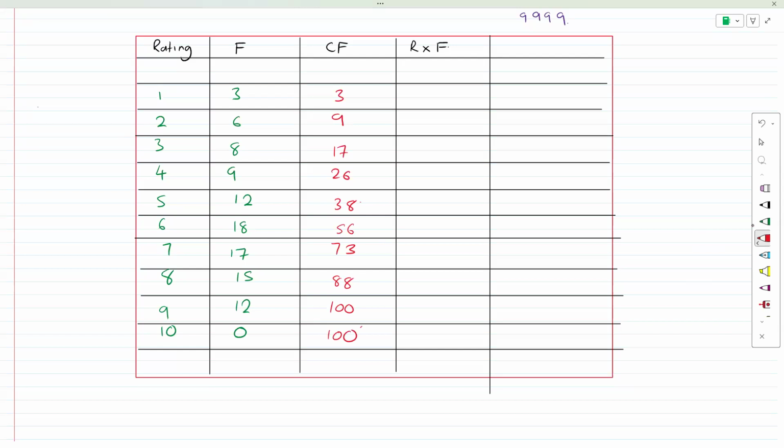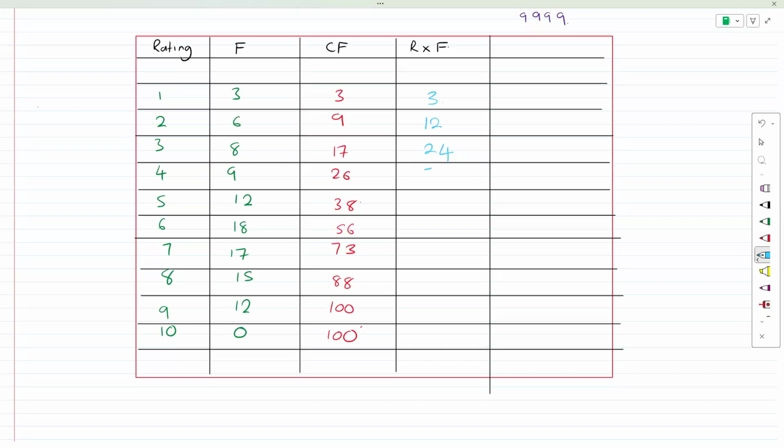Now, this would be rating times frequency. This makes things much easier for you guys. So it'll be 1 times 3 is 3. 2 times 6 is 12. 3 times 8 is 24. 9 times 4, guys. And then we just continue dealing with each part, right?